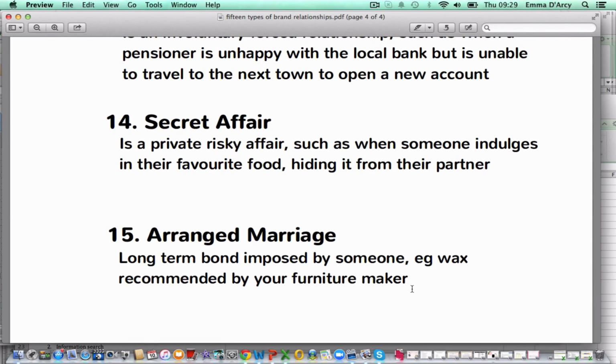Okay, so that's the 15 types of relationships that your product or service can have with your customers. Where do you fall? Let us know, please. They're quite interesting. You can laugh at some of them, obviously, but it's quite serious in the context of your business. Where does your product or service fall? And just be very aware of this, and do go over this.